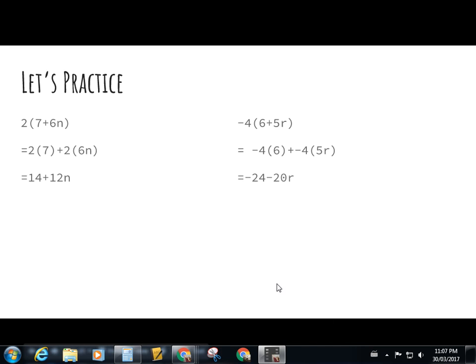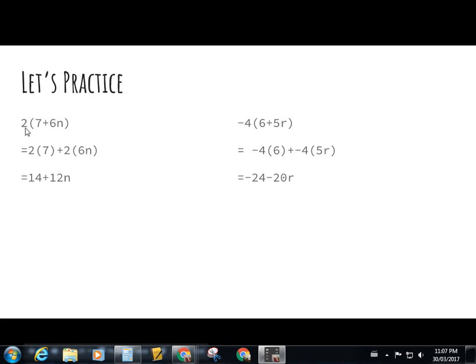So as a review from yesterday, we were learning about the distributive property. Remember, distributive property is where you take anything that is inside brackets, and if there's a number on the outside of it, as in this example, then we need to distribute the number on the outside of the bracket to all the numbers on the inside of the bracket.